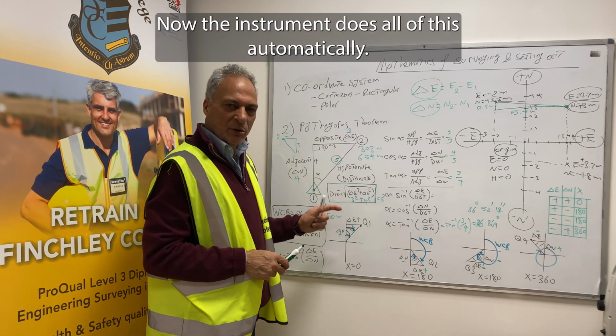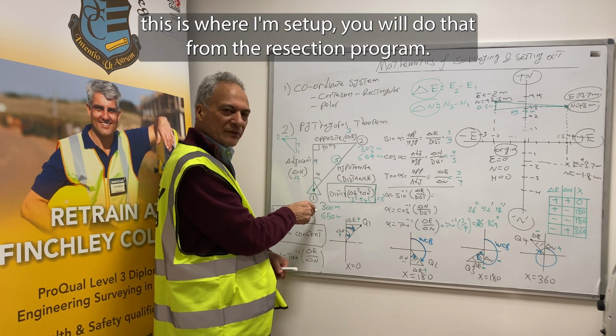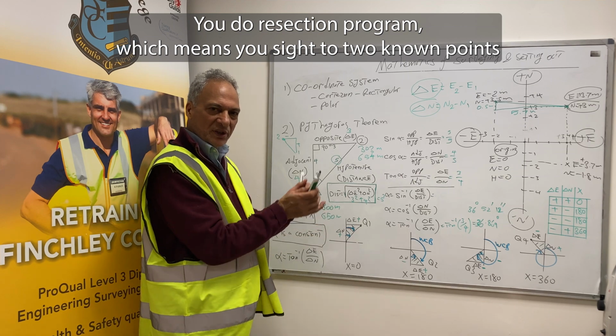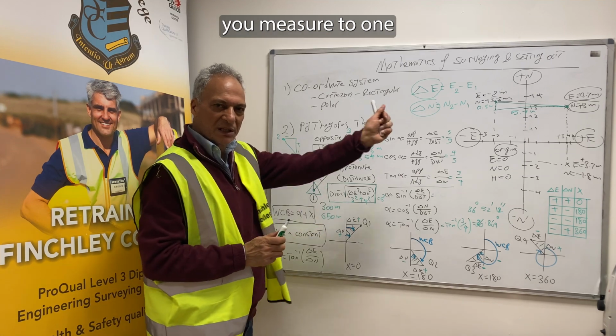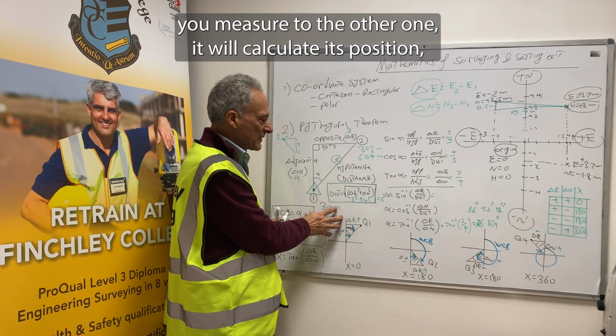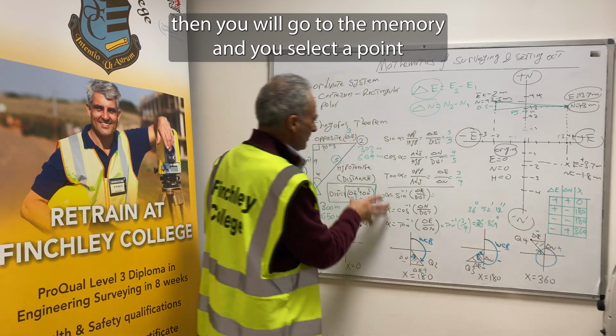Now, the instrument does all of this automatically. As soon as you say, this is where I'm set up, you will do that from the resection program. You do a resection program, which means you sight 2 known points. You measure to one, you measure to the other one. It will calculate its position. Then you will go to the memory, and you select the point you set out.